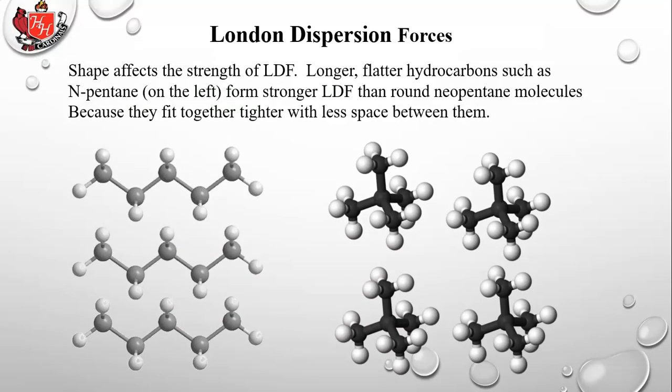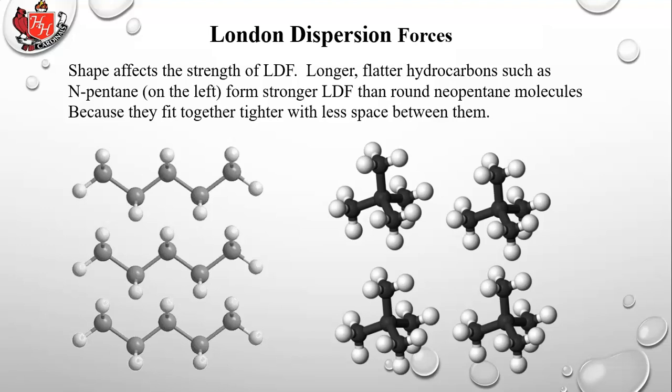So the shape affects the strength of London dispersion forces. Longer, flatter hydrocarbons, such as n-pentane on the left, form stronger London dispersion forces than round neopentane molecules, the ones on the right, because the ones on the left fit together tighter with less space between them. Since they're basically lying on top of each other, those weak forces can have more of an effect on them and hold them together tighter. And so the shape has an effect on the strength of London dispersion forces.